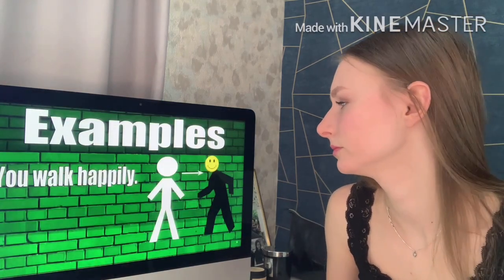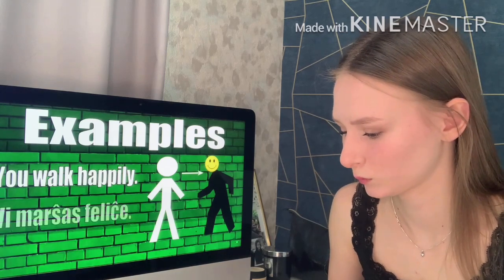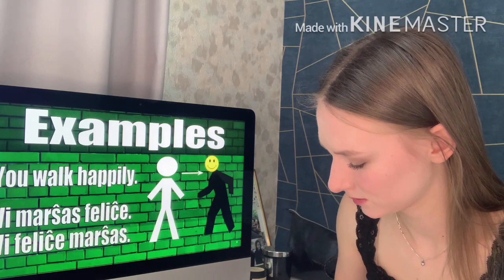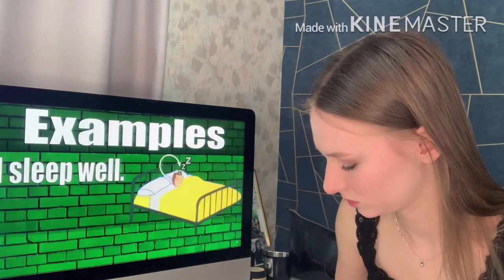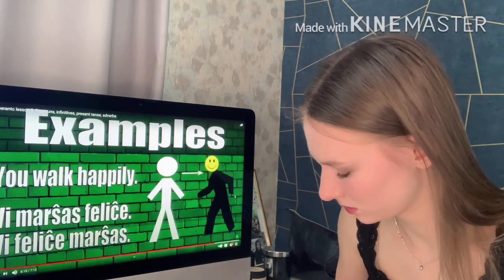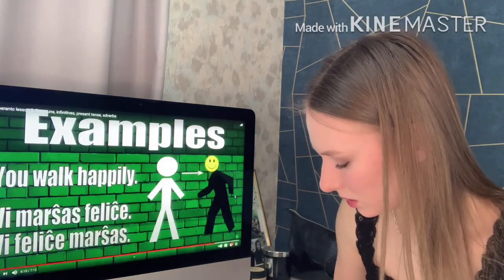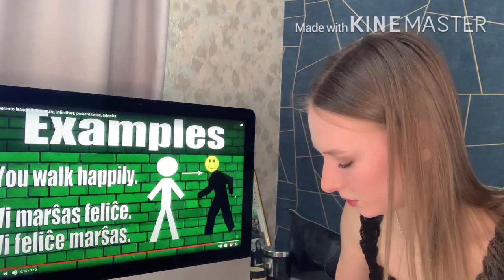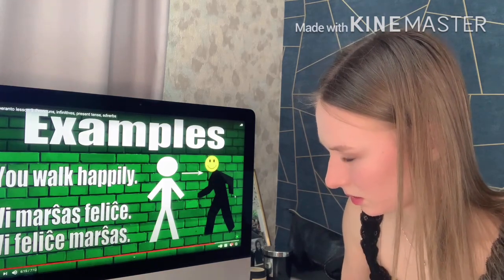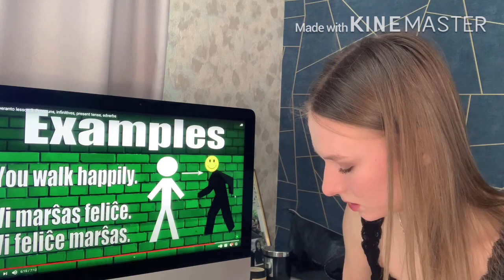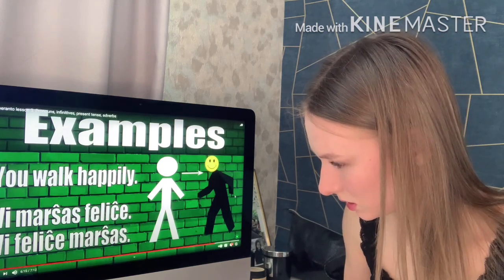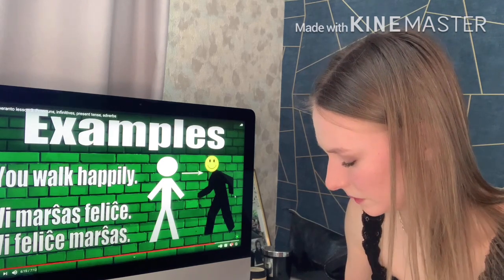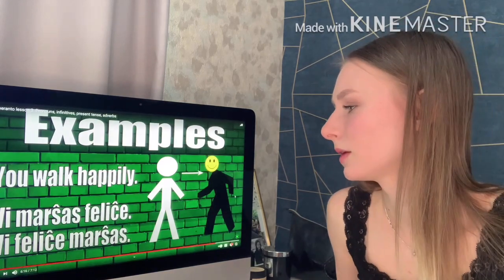And what about you walk happily? Vi marŝas feliĉe, or vi feliĉe marŝas. A bit slower. You walk happily. Vi marŝas feliĉe. Vi feliĉe marŝas.